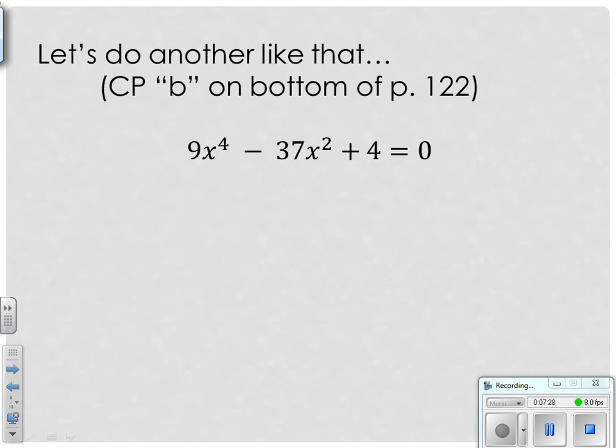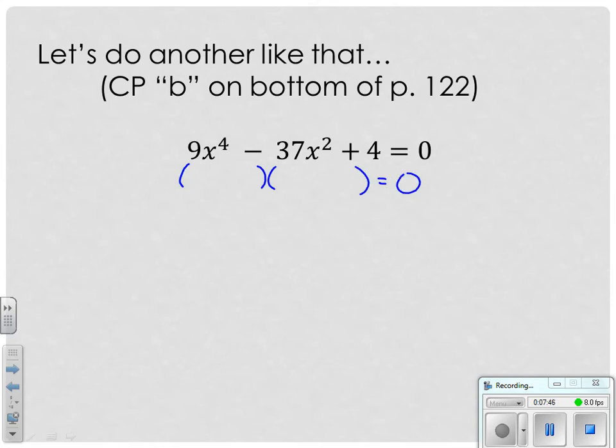Let's take a look at another one like that. Okay, so this one is checkpoint part B on the bottom, page 122. So we have 9x to the 4th minus 37x squared plus 4. Again, with the 4th power and then the 2nd power in here, I can consider trying to break this with factor pairs.